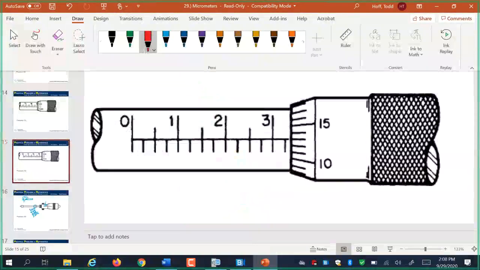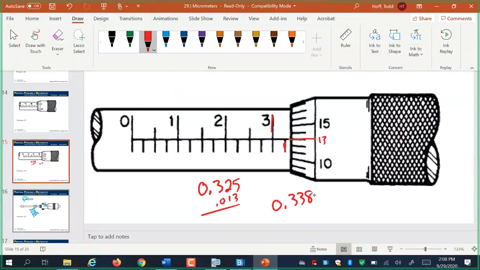Back to this one. Again, we have to make sure our decimal point's in the appropriate spot. This is inches. That is 0.325. 0.3 and this is the quarter mark. And then that lines up with 13 there. So we add 13 to that. That is 0.338 inches.